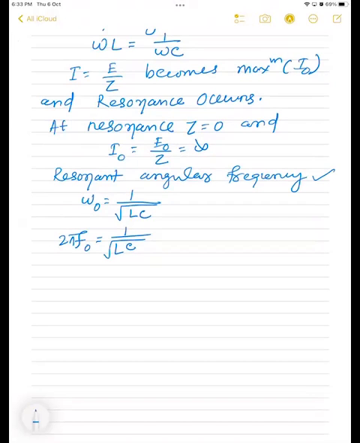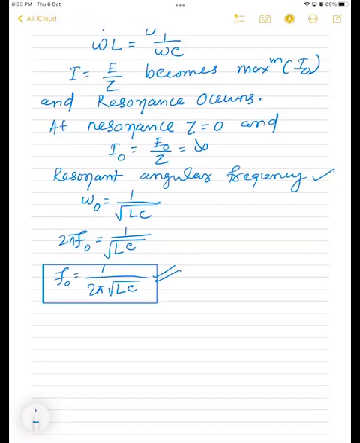Then resonant frequency F naught is equal to how much? 1 by 2 pi root under LC, correct? Yes or no? And the assignments that I had given you, go through that, we'll discuss that directly, right?